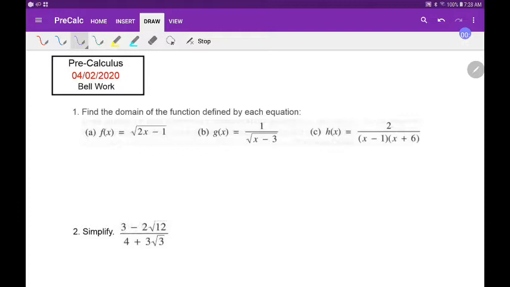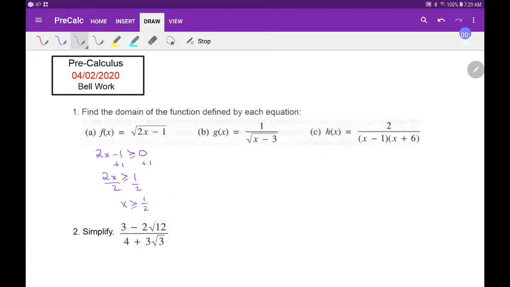Okay, so what are we concerned about when it comes to 1a? Well, we're concerned about something other than a positive or a 0 underneath that radical. So we would say 2x minus 1 has to be greater than or equal to 0, right? If it's less than 0, we have a problem. So we're going to say plus 1 on both sides. We'll say 2x is greater than or equal to 1, and we'll divide by 2, and we'll say x is greater than or equal to 1/2. If it goes below that, we have a problem.